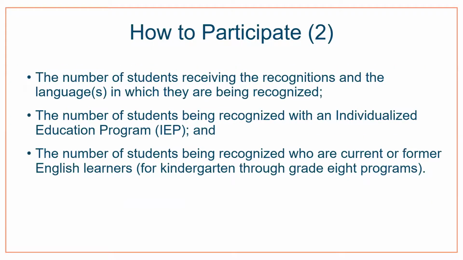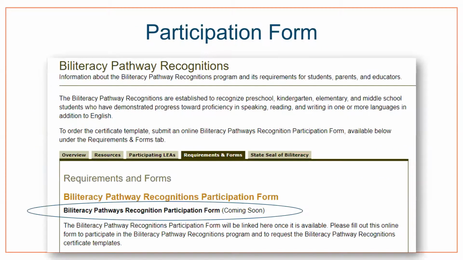Also, the number of students receiving the recognition and the languages in which they are being recognized, the number of students being recognized with an individualized education program or IEP, and the number of students being recognized who are current or former English learners for kindergarten through grade 8 programs. The information collected in this form will be used to annually report biliteracy pathway recognition participation.